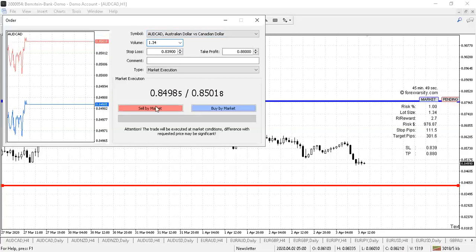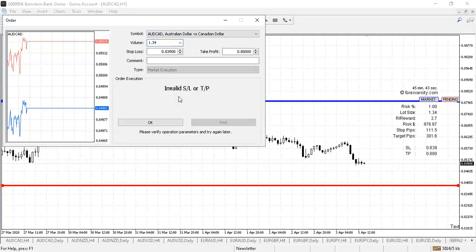Then all I need to do is select the right button. Now, if I select the wrong button, it's not going to like that, so it gives me an error.